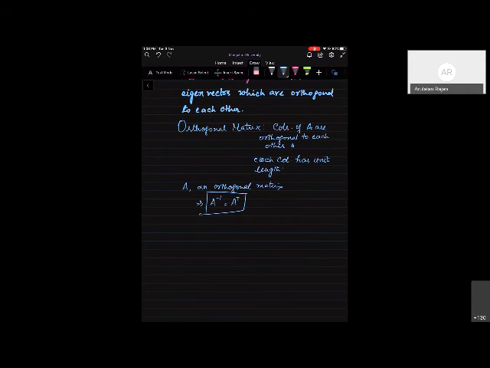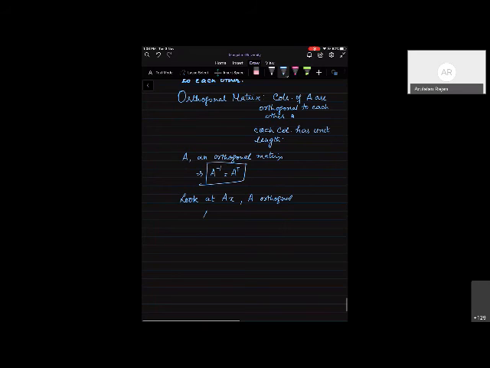And if A is orthogonal, I want to look at AX. A orthogonal. The B that you get, AX equal to B, has the same length as X. Same shape as X. What does same shape as X mean?